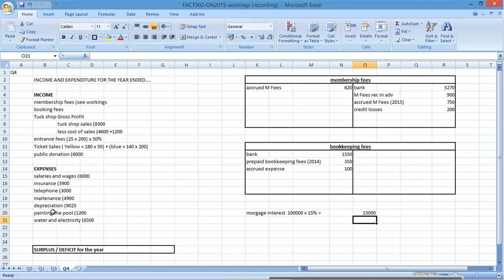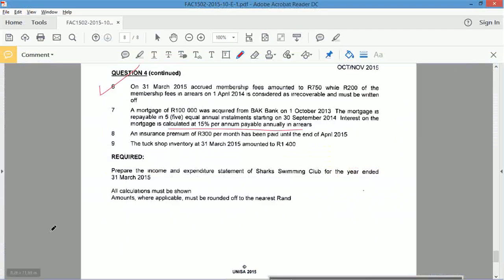Do I have interest here? No, I don't. So I need to put it in. Interest on mortgage, 15,000. I can actually show that working here. I would show it on the face. 15,000. Okay.